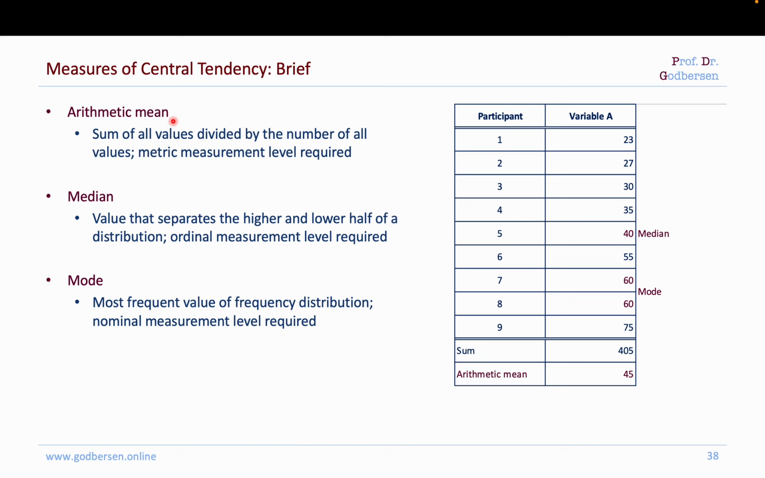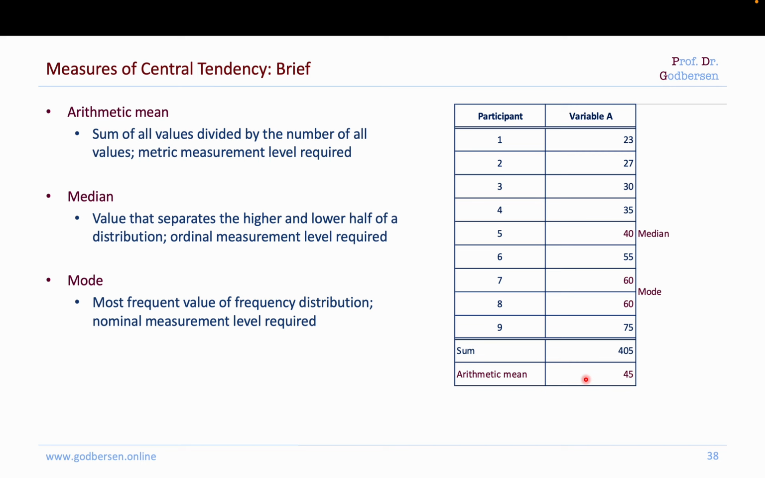I want to exemplify the three measures of central tendency with an example. Let's assume we have 9 participants and we've measured the age: 23, 27, 30 years old, up to 60 and then 75 years old. The arithmetic mean: I sum this all up. This is 405 and divide 405 by 9. So the arithmetic mean, the average age of our participants, is 45 years.